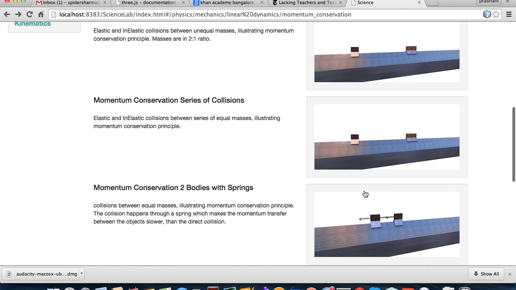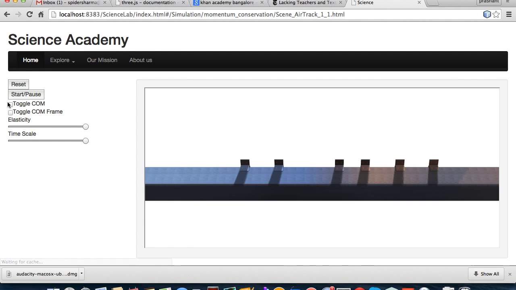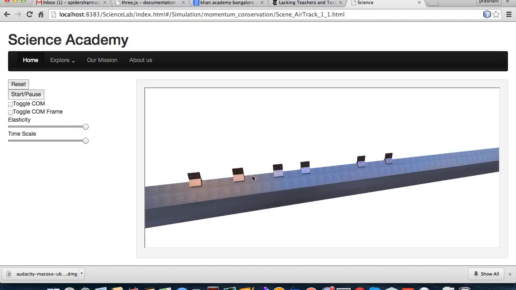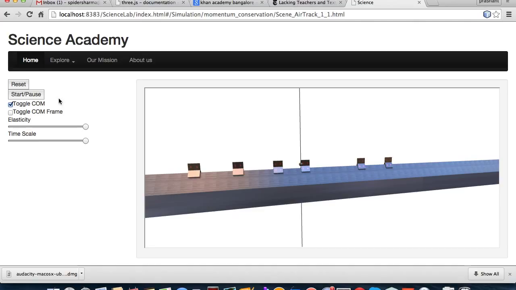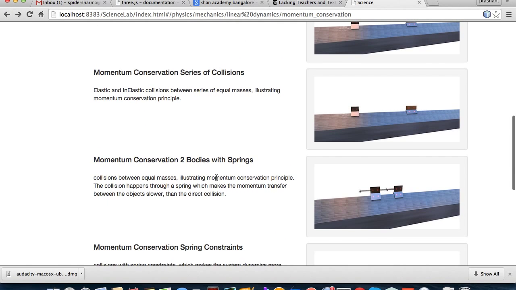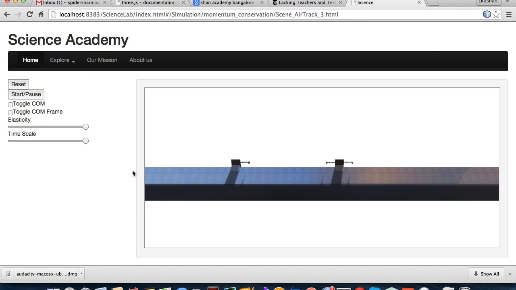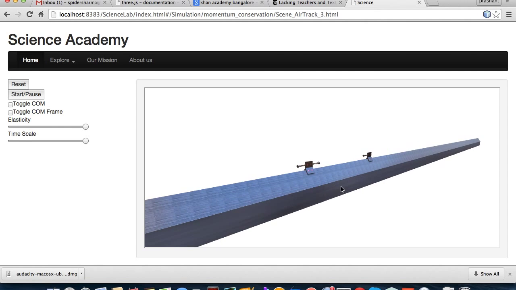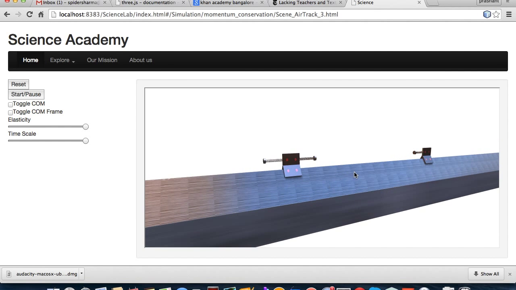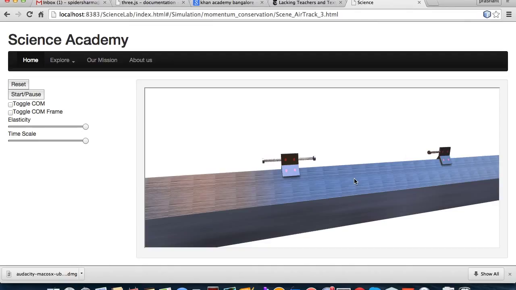Some more interesting examples, a series of collisions as we saw. Again, let's see the center of mass, where it is. It's somewhere here. And yeah, as expected, the center of mass doesn't move at all, right? Because momentum is conserved. In this example, the collision happens through the springs. So basically the collision process takes some more time than instant impact, as we saw in the previous examples.